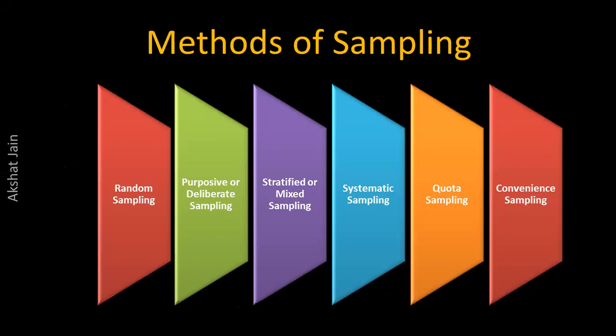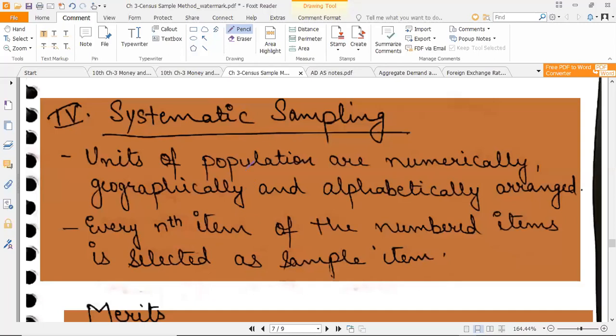Let us see what is systematic sampling. Under this method, units of population are numerically, geographically or alphabetically arranged. So the whole population is arranged either numerically or geographically or alphabetically. Then every nth item of the numbered items is selected as a sample item. So once you arrange the population in some serial order, then every nth item of the population is selected.